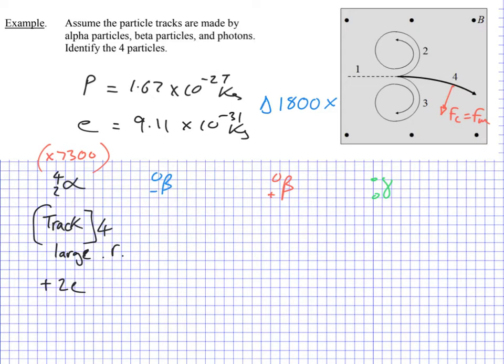So this again is just verification that it's a positive charge, and therefore we're going to use our right hand rule. And so I'm thinking already that track 4 is the alpha particle. In addition to that, we also see a thicker track. And that's indicative of the size of this particle.